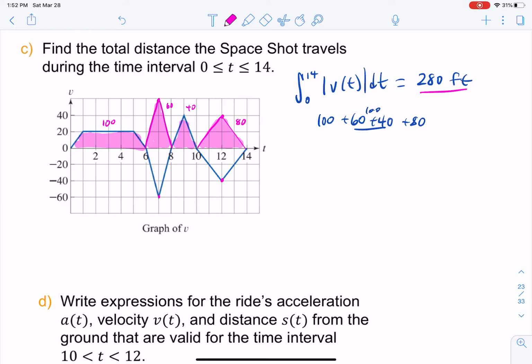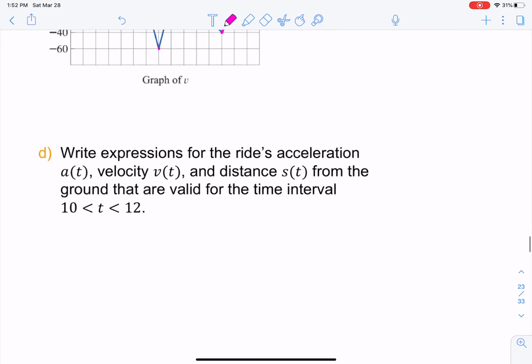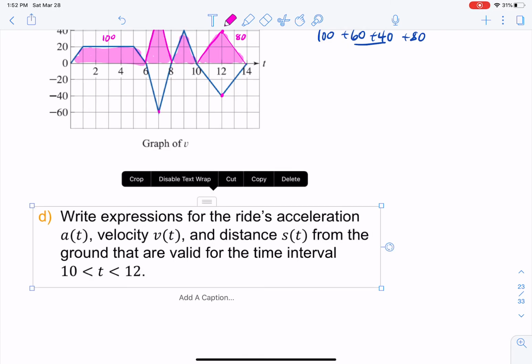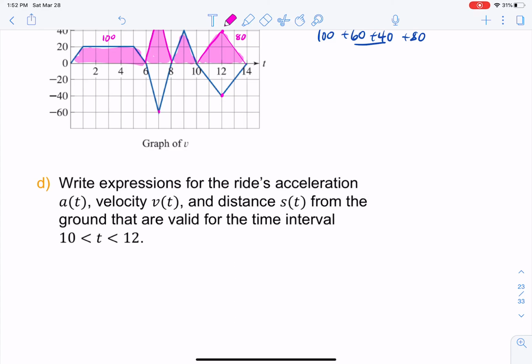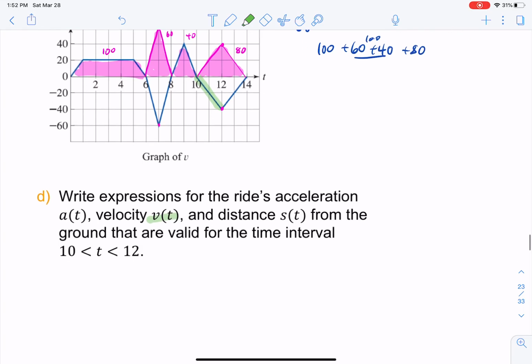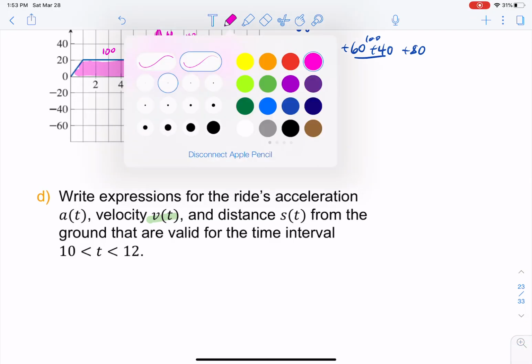Lastly, all right, here's the tricky one, I think. Write expressions for the ride's acceleration, velocity, and distance from the ground that are valid for the time interval from 10 to 12. So going back up here to this picture, we want only this part here. So there's the velocity function. You can see it's linear. So to find that velocity one, it's going to be a piece of cake. We just find the equation of a line. Well, if you take its derivative, you would have its slope, and the slope of that thing tells you your acceleration function.